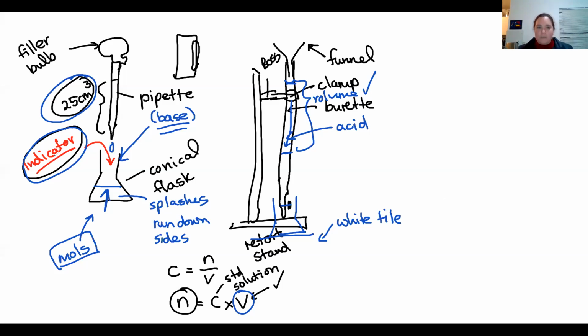Okay. So what is the endpoint? The endpoint, just for the record, is the point at which your indicator changes color. And what point that is depends on what indicator you use. I'm going to discuss how you choose your indicators just now and what colors they go just now. So the indicator that was used here was phenolphthalein. But I'll come back to all of that just now.